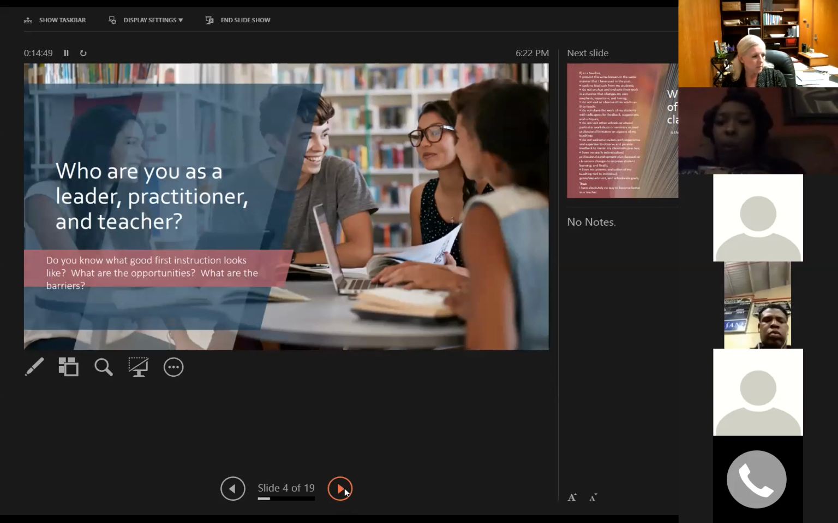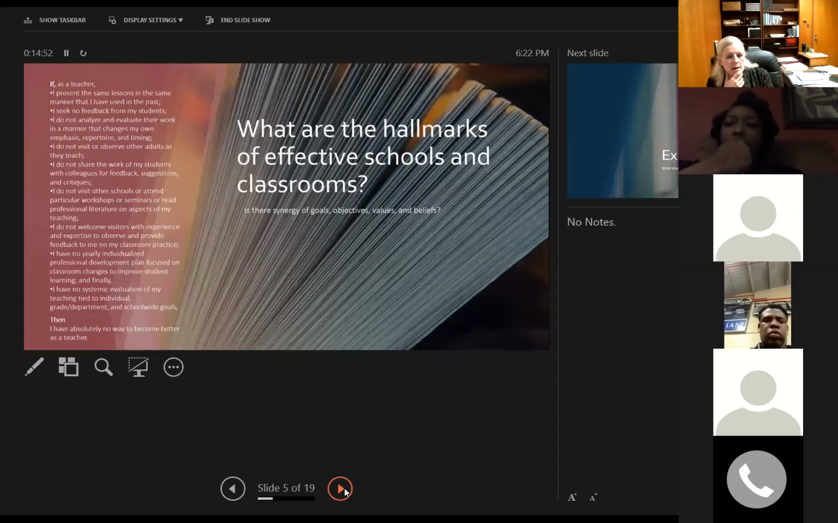We're also going to spend some time, and I'm not going to go into great depth with a lot of this tonight, on the hallmarks of effective schools and classrooms. How do we put together the goals and objectives that reflect our values, our beliefs, that really encapsulate what we're about as individuals, as educators, as a faculty, as a school, as a part of the school system, as a part of a city or town or community? How does that all fit together? When you look at it holistically like that, it can be kind of overwhelming.